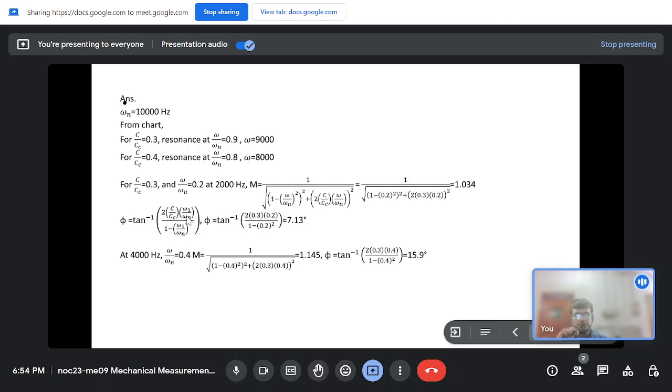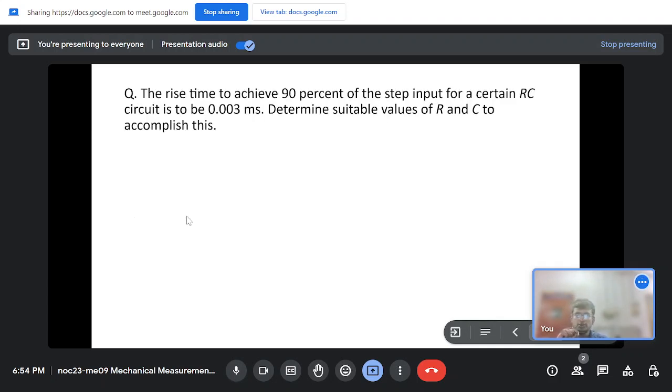So moving on to the next question, last question. We have a rise time to achieve 90% of the step input for a certain RC circuit to be 0.03 milliseconds. So rise time for achieving 90% of the steady state value for step input is given as 0.03 milliseconds for a RC circuit. So RC circuit is used in a first order system. It's an example of compensation.